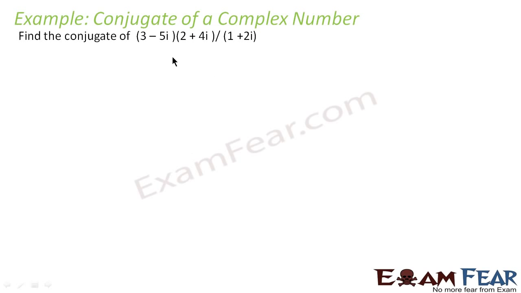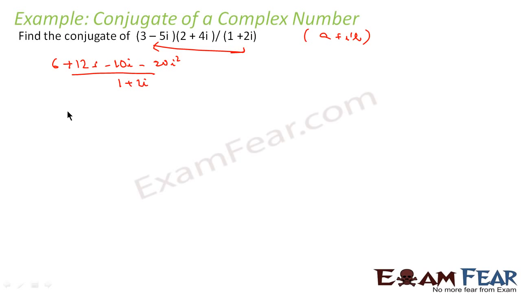We'll take some more examples of the conjugate of a complex number. So this is the complex number, and we have to find its conjugate. Before finding the conjugate, we have to convert this number into a plus ib form. So let's multiply and rationalize. First we multiply: 3 into 2 is 6, plus 3 into 4i is 12i, minus 5 into 2i is 10i, minus 5 into 4, 20i square, and this is whole divided by 1 plus 2i.